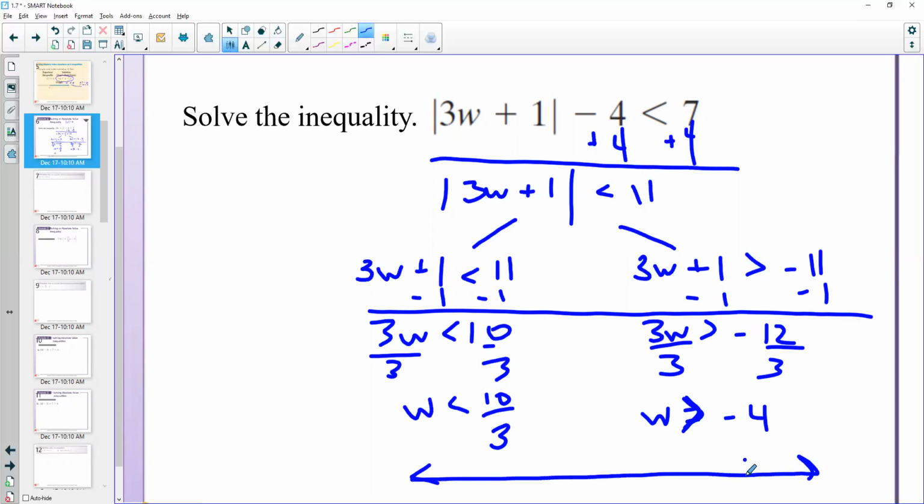So I'm going to put 10/3 over here. And I'm going to put negative 4 over here. These are open circles, right? Because there's no equal to sign. W is less than 10/3. So this guy is going to go this way. But it's greater than negative 4. So it's this space here in between. Okay? That's the graph. That's how we do this. Same skills, just a different story, okay?